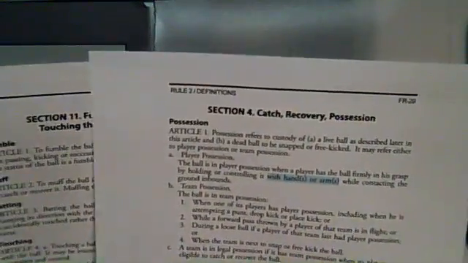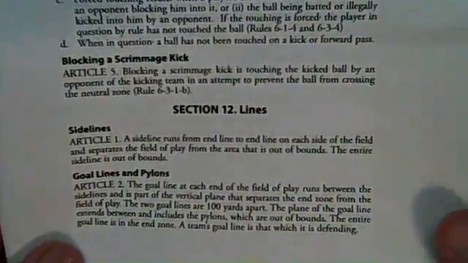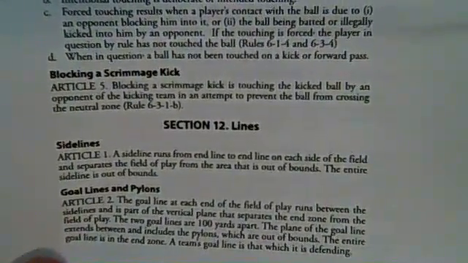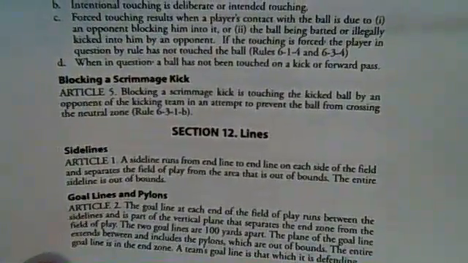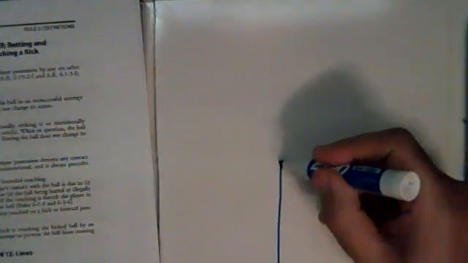Switch my two pages up for a second. I was just talking about that a second ago before I jumped online here tonight. But all these things are in the rule book. So by definition, lines, sideline. A sideline runs from end line to end line on each side of the field and separates the field of play from the area that's out of bounds. The entire sideline is out of bounds. So by definition, your sideline goes down the side of the field. It's a solid white line. By definition, the whole sideline's out of bounds.